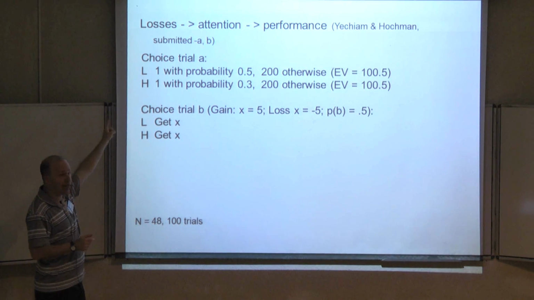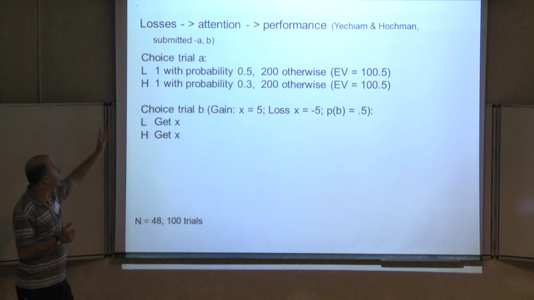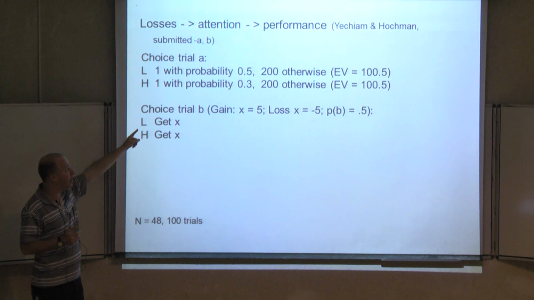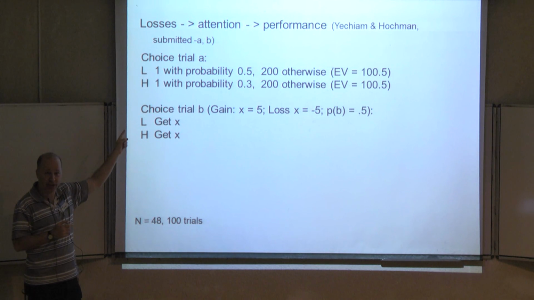You have one alternative called L, for low expected value, which produces 1 or 200 with equal chances. The other alternative produces 1 with probability 0.3 and 200 otherwise. That is, you should pick the alternative H to get more money, okay?